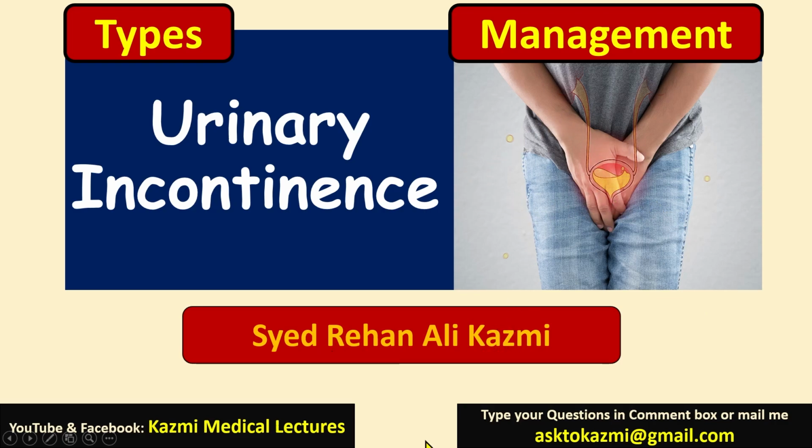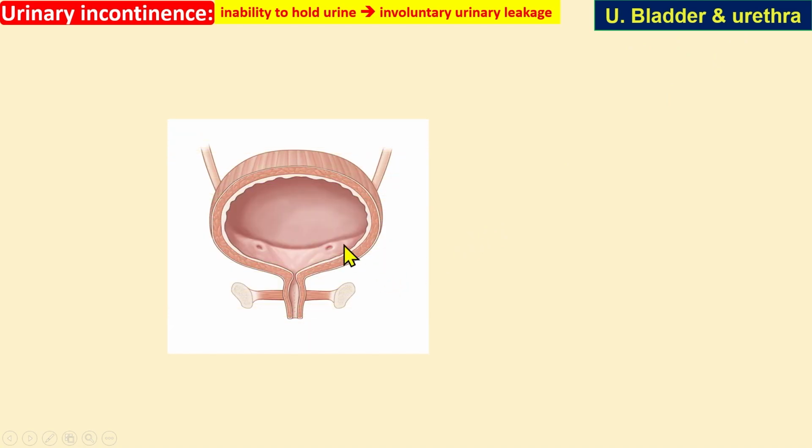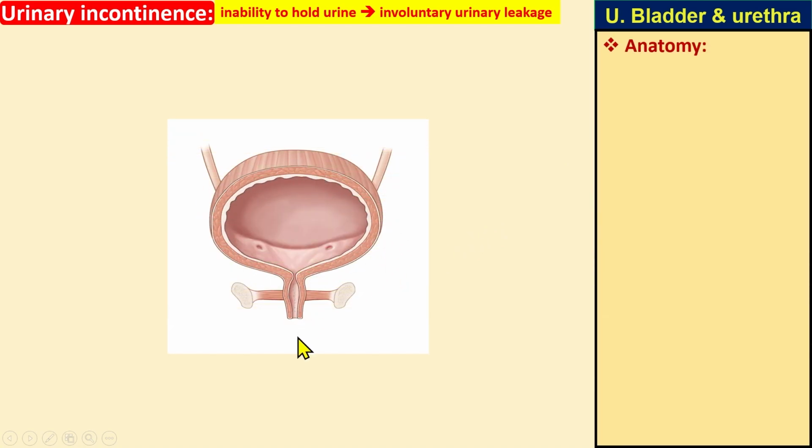Let's see. Come to the urinary system. Urinary incontinence is the inability to hold urine, involuntary urinary leakage. For better understanding of urinary incontinence, you have to look at the urinary bladder and urethra. Here is the urinary bladder and here is the urethra. If you look at their anatomy, we have the detrusor muscle, the internal sphincter, and the external sphincter.